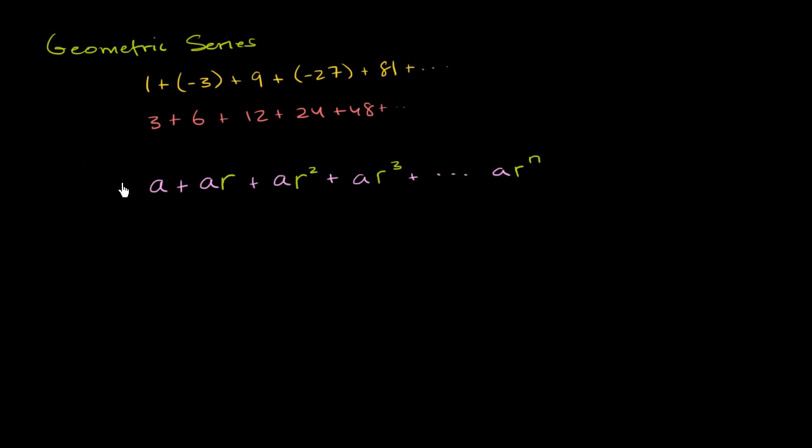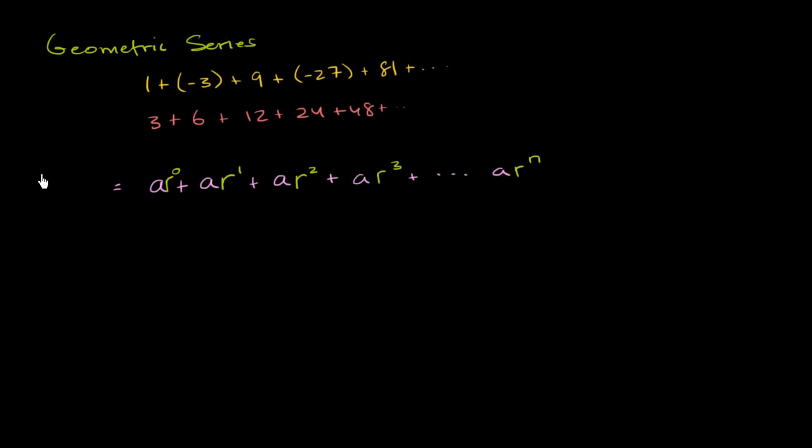Well, we could think about it this way. And I'll give you a little hint. You could view this term right over here as A times R to the 0. And let me write it down. So this is A times R to the 0. This is A times R to the first, R squared, R third. And now the pattern might be emerging for you.